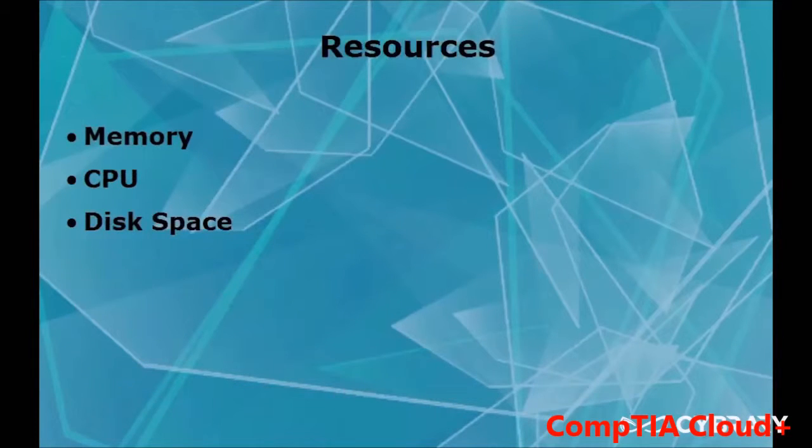On resources, common resources that we have are memory, CPU, and disk space. These resources allow the VM to be able to perform. You have to have physical RAM and you have to have physical CPU for the VM. And if you don't have enough CPU or RAM, then you're not going to be able to host another VM. At the same time, your disk space. You need to have enough disk space so that way you can give it to a VM.